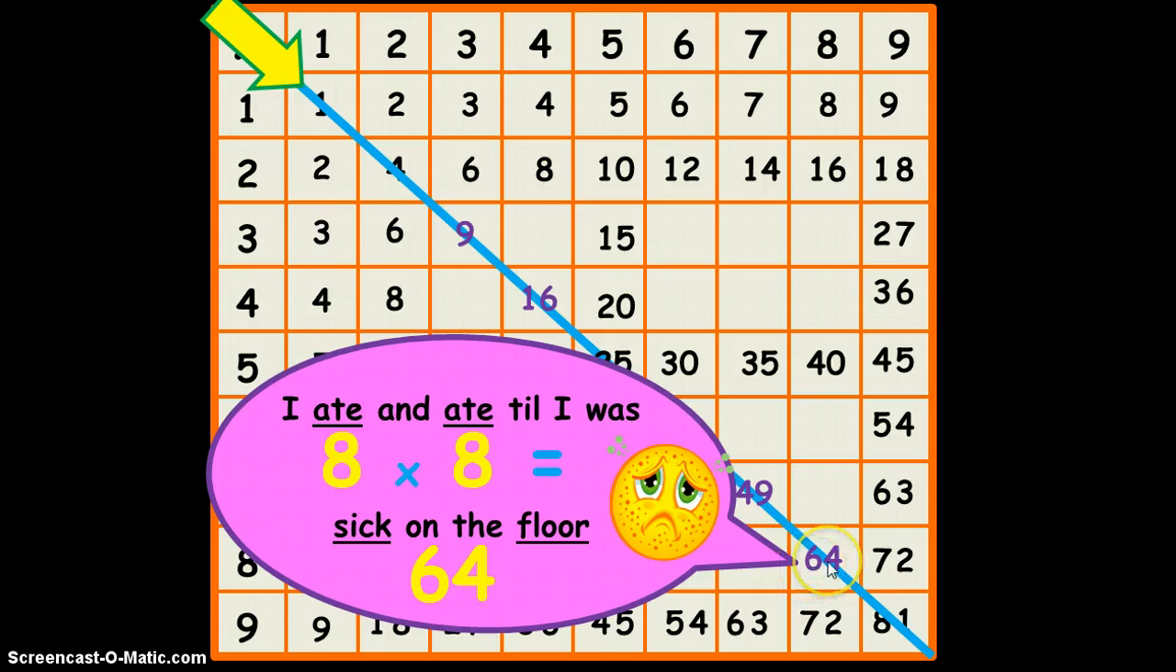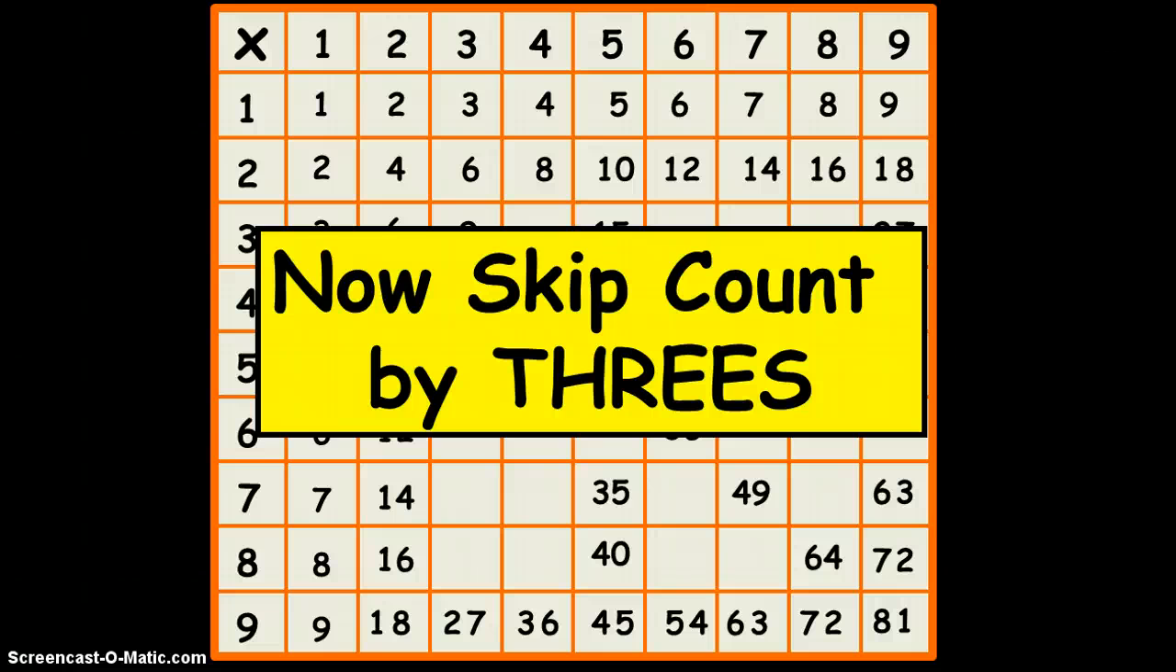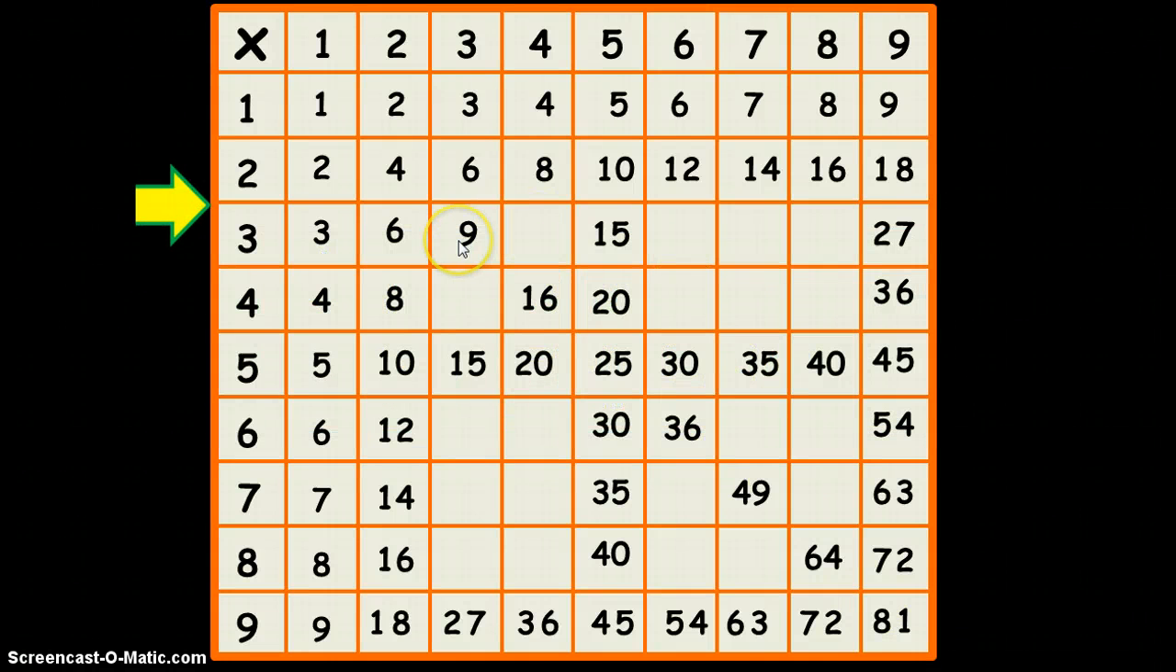And so there that is there. And 9 times 9 is 81. That's already been done for you. All right. Once we do our squares, now we're ready to go back and do our 3s. We skip count by 3s. And 3, 6, 9 have been done for you.